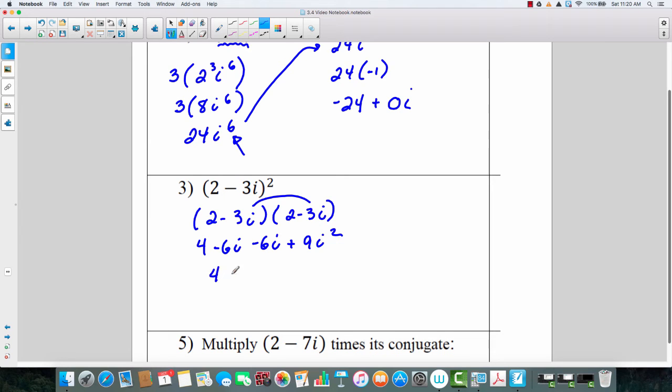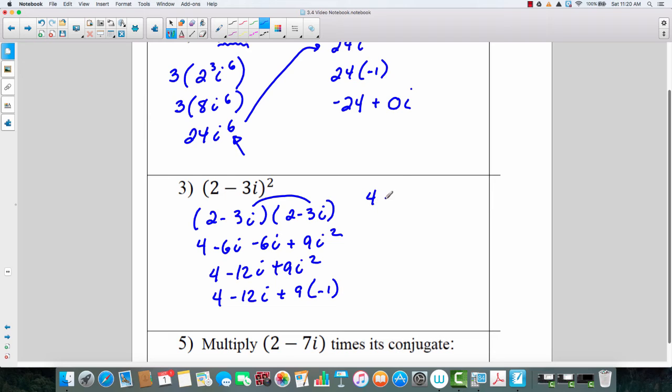Combining like terms, look at what we have. However, we now know what i squared is. It's negative 1. So we don't leave that laying around. We don't leave i's laying around with exponents. We simplify them. So i squared is negative 1. So 4 minus 12i plus 9 times negative 1.